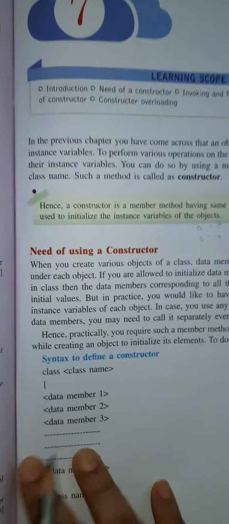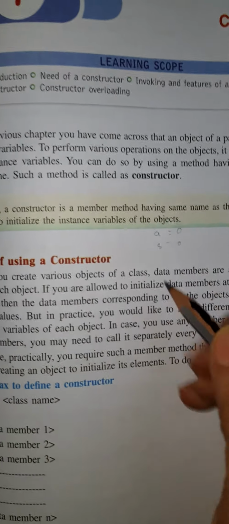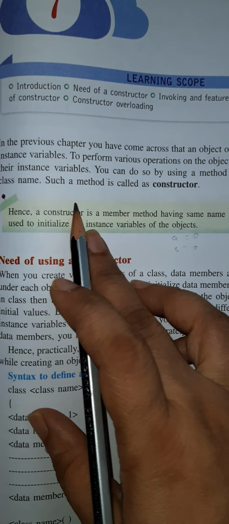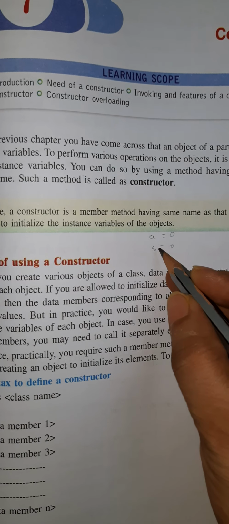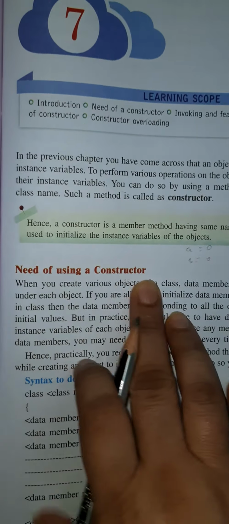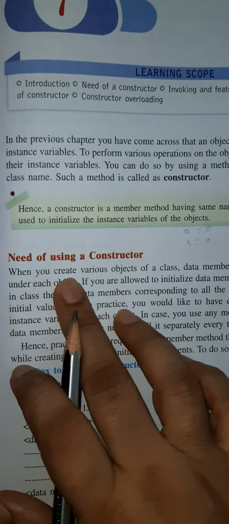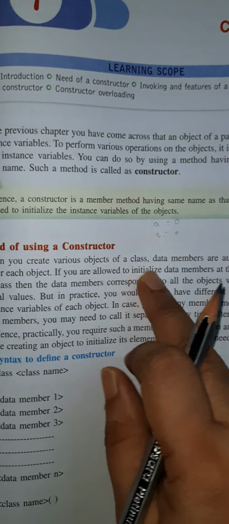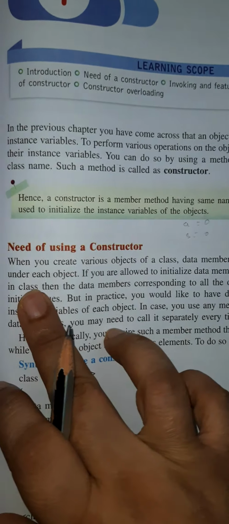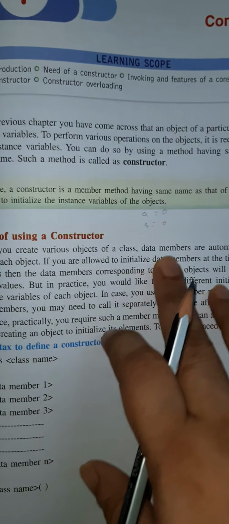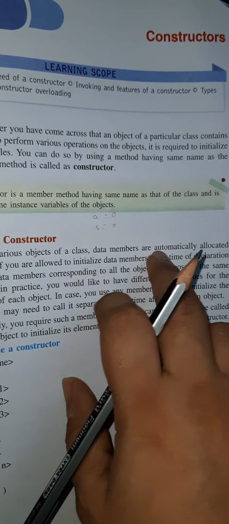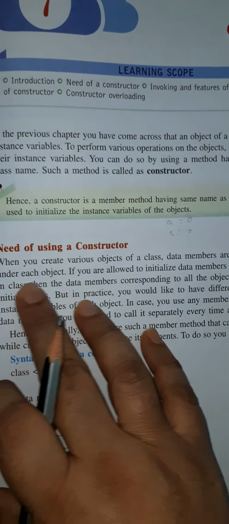So that is the constructor. What is the need of a constructor? Why do we need it? Because while initializing the value, when the instance variables are declared, at that time we could give a as equal to 0, so why use a constructor? When we create various objects of a class, data members are automatically allocated under each object.